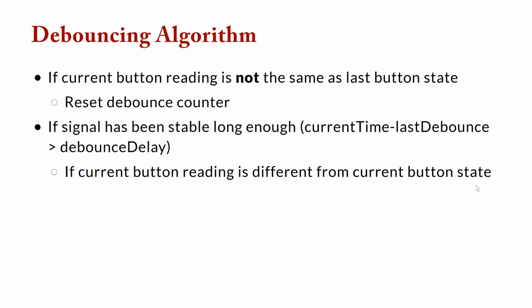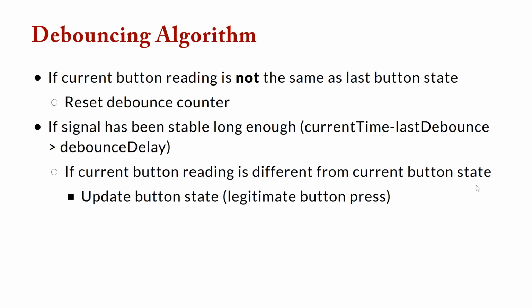If the current button reading is different from the current state, let's update it. What this means is, let's say that the signal was high, it's been stable for a certain amount of time, and now we see that it's actually low. Well, this counts as a legitimate button press. We should change the state of our program.